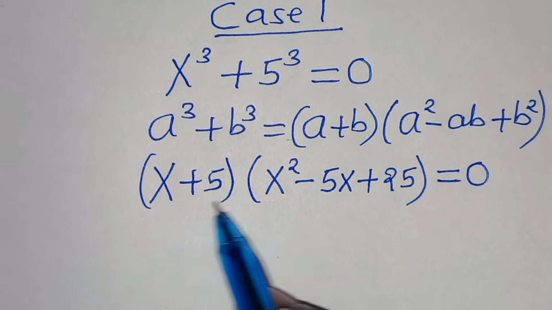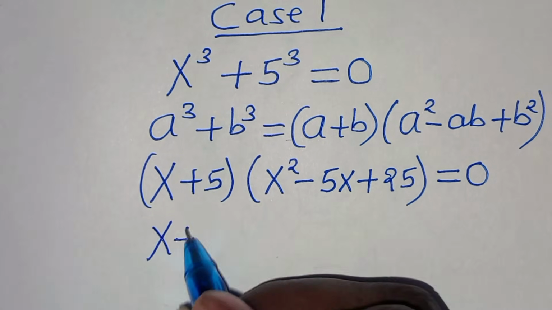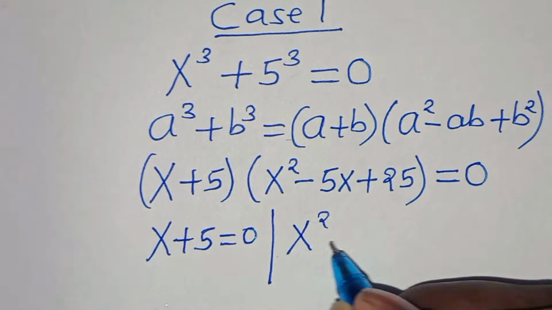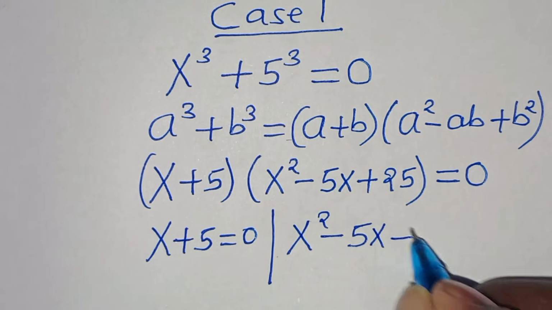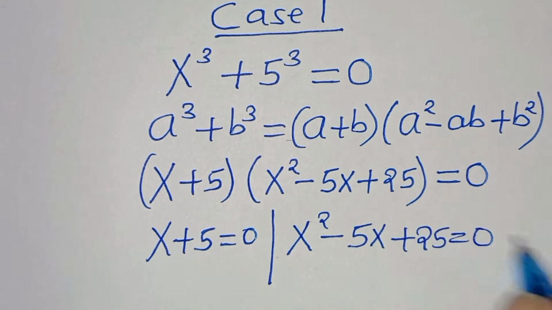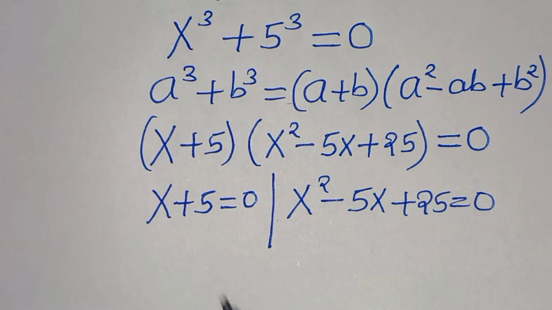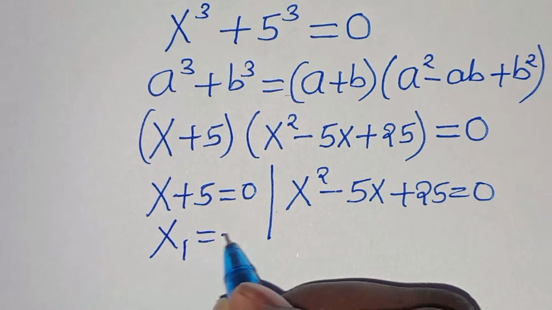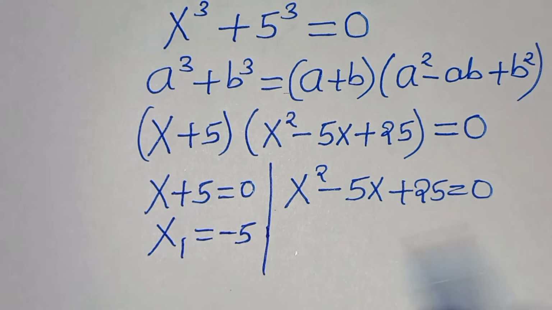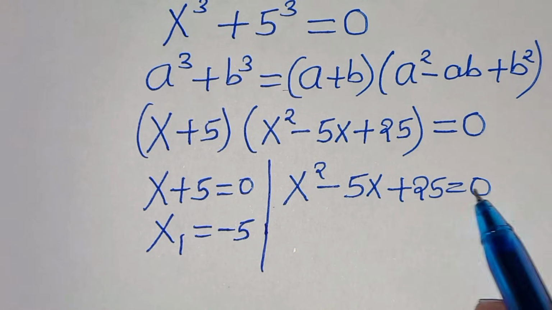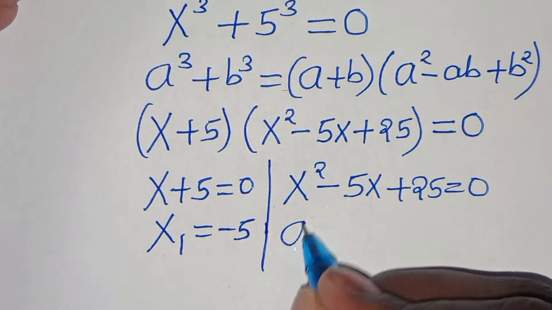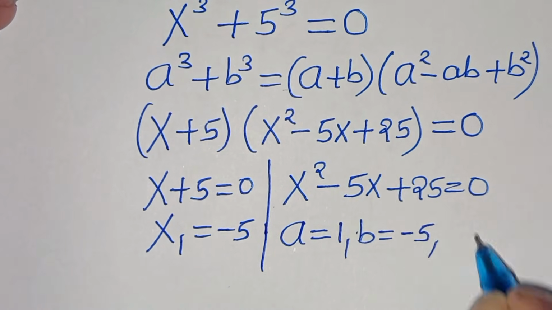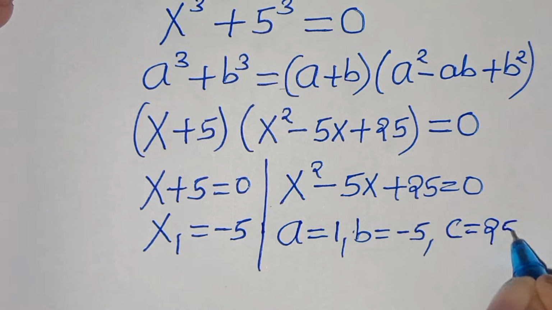So we have got two parts here. We have x plus 5 equal to 0, and we have x to the power of 2 minus 5x plus 25 equal to 0. From the first part, x plus 5 is equal to 0, so x1 is equal to minus 5. This is a real solution. The second part is a quadratic equation where a is equal to 1, b is equal to minus 5, and c is equal to 25.